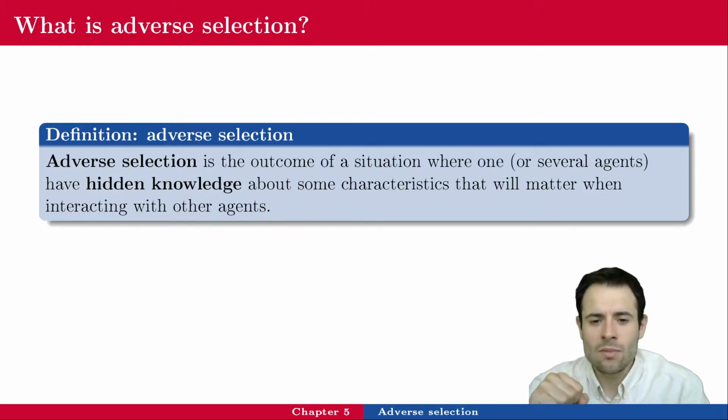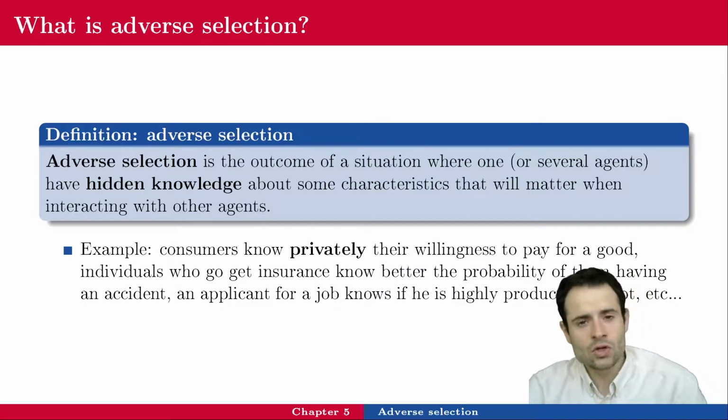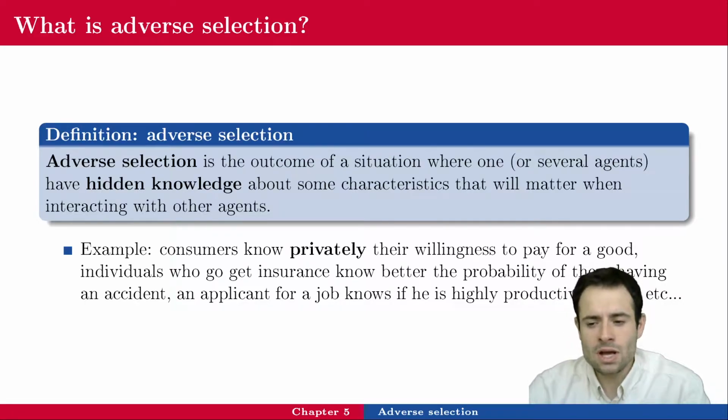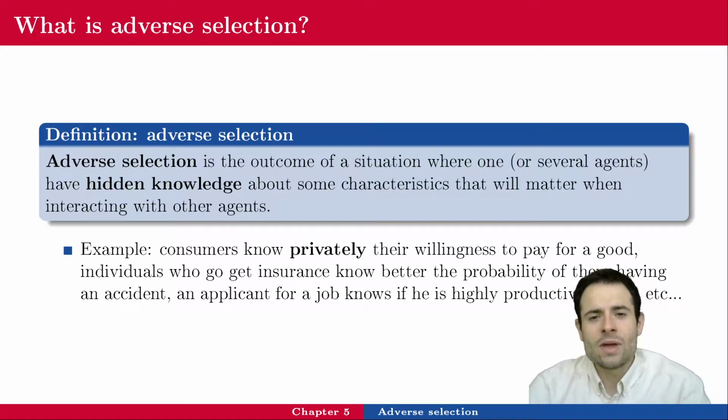Adverse selection is the outcome of a situation where one or several agents have hidden knowledge about some characteristics that will matter when interacting with other agents. For instance, consumers know privately their willingness to pay for a good, or individuals who go get insurance know better the probability of them having an accident. Or an applicant for a job knows about his own ability, but the employer does not necessarily know. So the idea is that one side of the transaction is going to have some knowledge that the other side doesn't have.